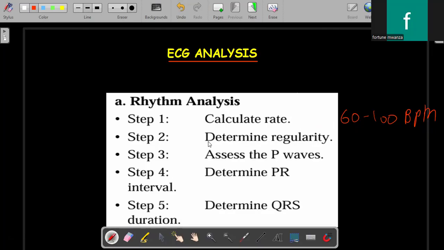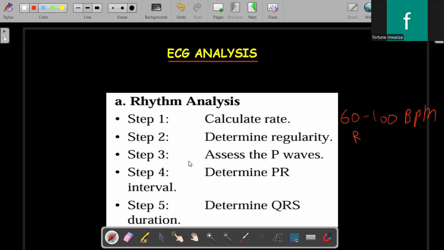Then the second step is to determine the regularity of your ECG. Here you'll be checking the R wave. Is it regular? If it's not regular, then you know that there's a certain arrhythmia for that. You can diagnose a certain arrhythmia for that.